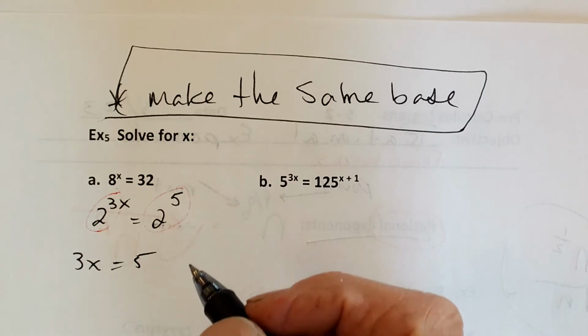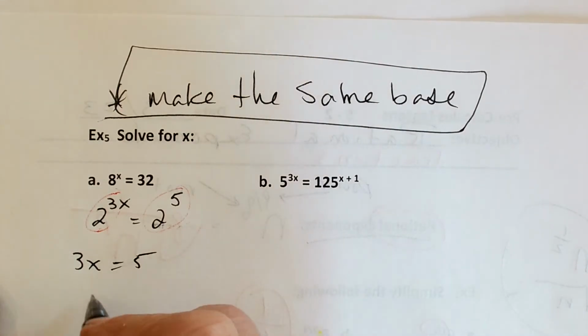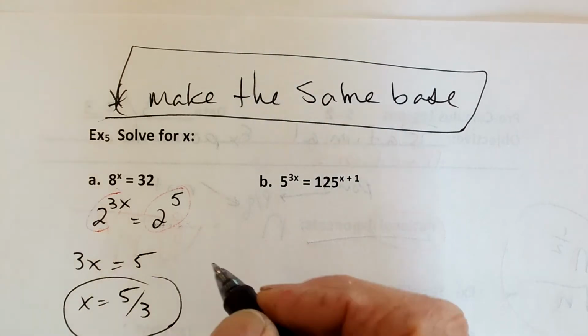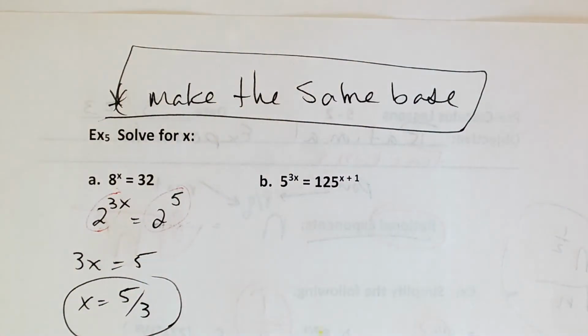So you got to make them the same base. And then just solve. Divide by 3, x is equal to 5/3, okay? So you have to make them the same base to make it work, okay? Right?